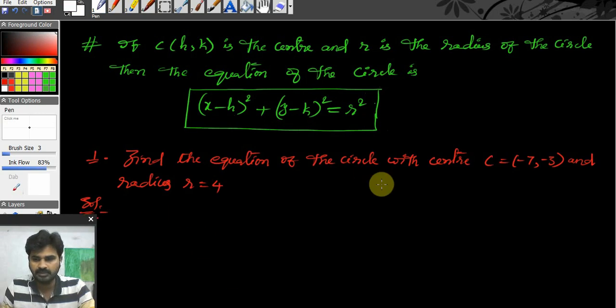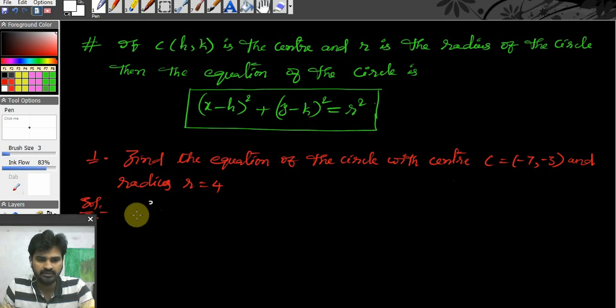Look here, a problem is there. Read the given sum properly. Here we have C equal to (minus 7, minus 3). This is the center, where C is the center. And one more thing is given: r is equal to 4, the radius. So in this problem the center and radius are given.